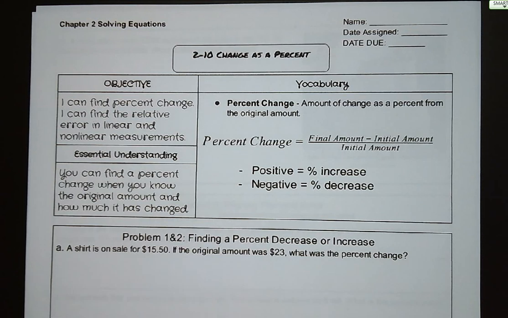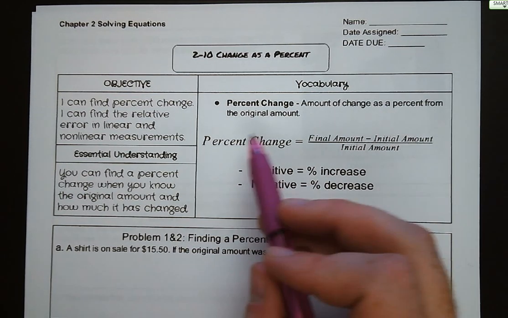Our objective for the day is that we can find the percent change and find relative errors in linear and nonlinear measurements. Our essential understanding is you can find a percent change when you know the original amount and how much it has changed. The percent change is the amount of change as a percent from the original amount.